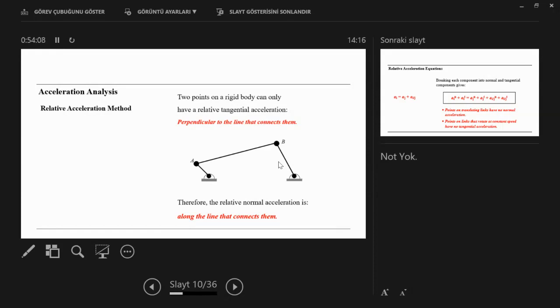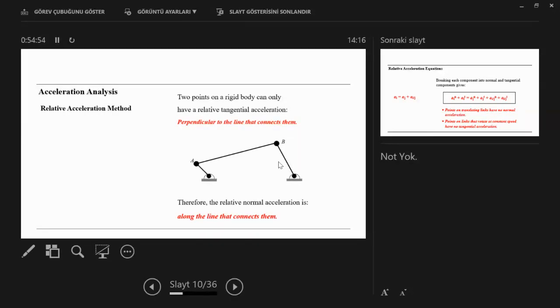Two points on a rigid body can only have a relative tangential acceleration perpendicular to the line that connects them. We learned that in the chapter on velocity. Therefore, the relative normal acceleration is along the line that connects them. That means the normal component of the acceleration must be on this line. If we talk about the normal component of the relative acceleration of the point B.